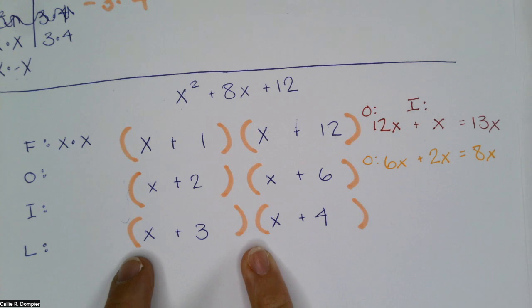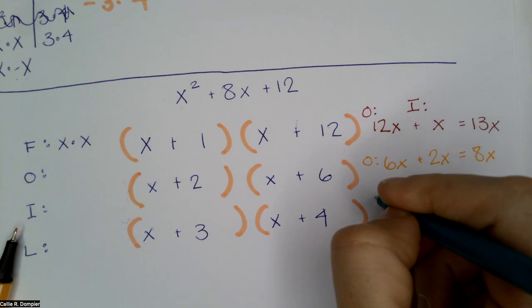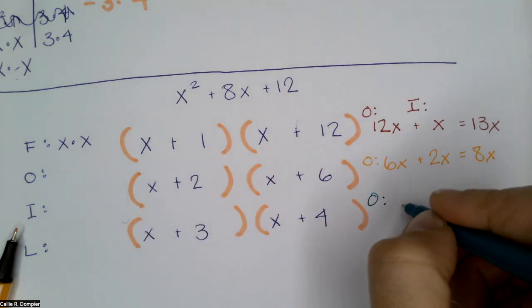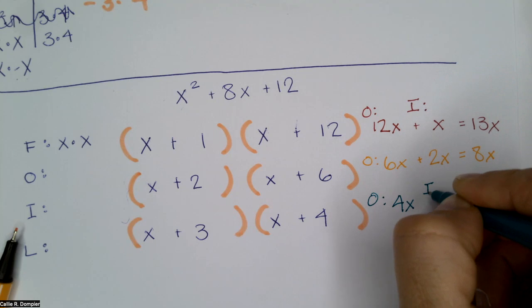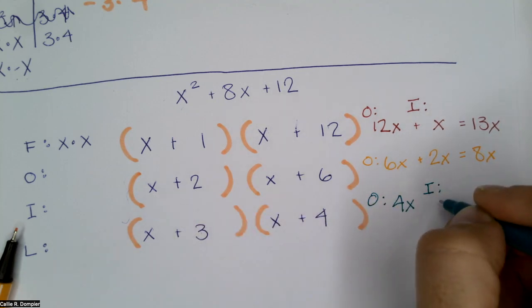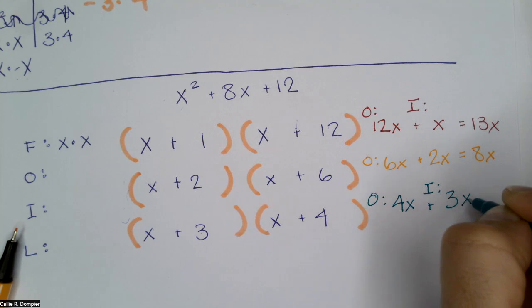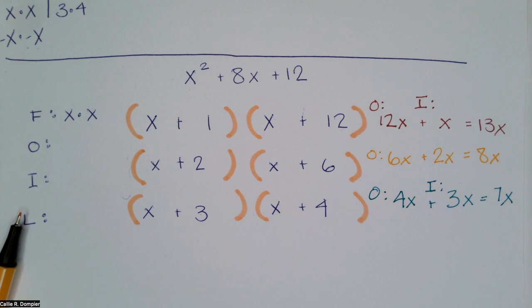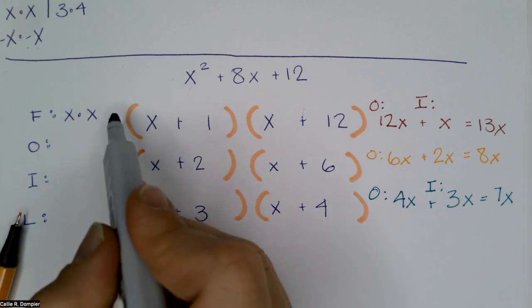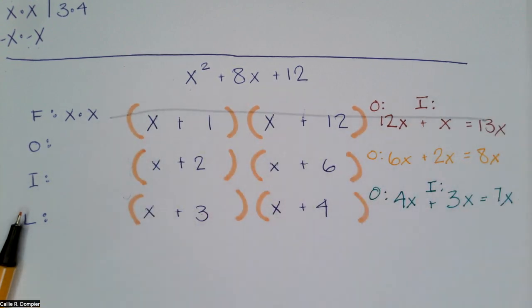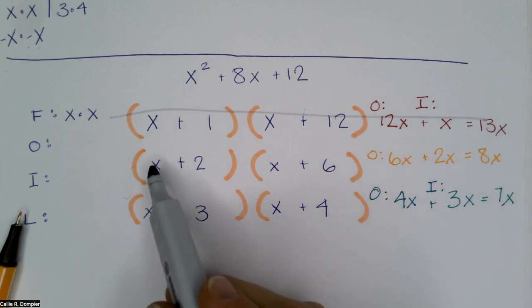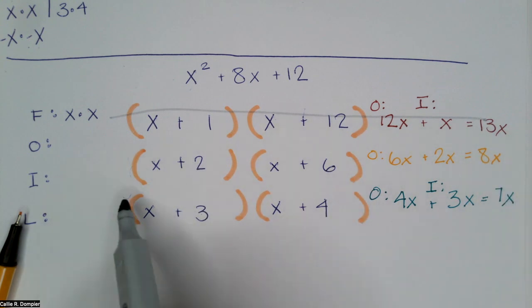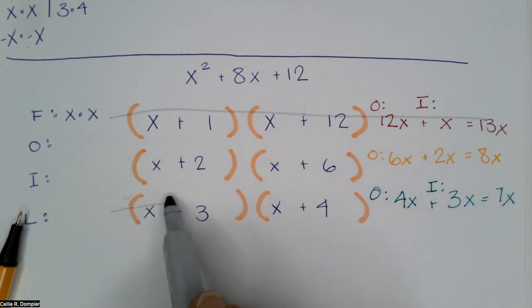Last one, just to finish the example. First, x times x. Outside, x times 4. Inside, 3 times x. 4x and 3x is 7x, so that's not it. So what we're doing is, and you're not erasing them, you're just crossing them out. I tried 12 times 1. It didn't yield me the right middle term. That would have given me a middle term of 13x. I tried 2 and 6, it gave me the right term. I tried 3 and 4, it gave me 7x.